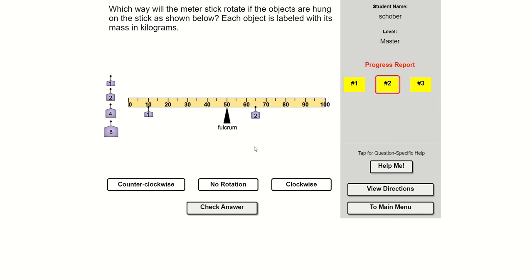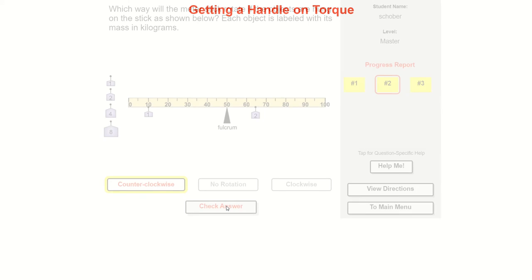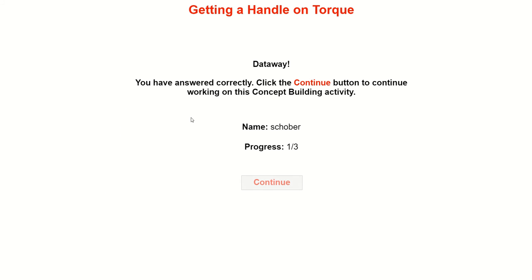So which one's going to win? The counterclockwise one is, right? So we check that one. Again, you have to double check, counterclockwise and clockwise gets screwy in people's heads sometimes. So counterclockwise is going to win. And check that answer. Got the old data away there, as we always like to see that.